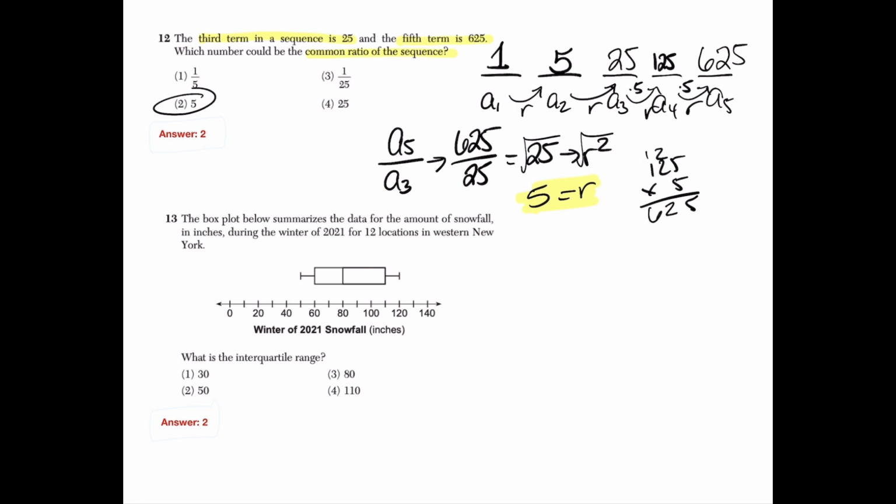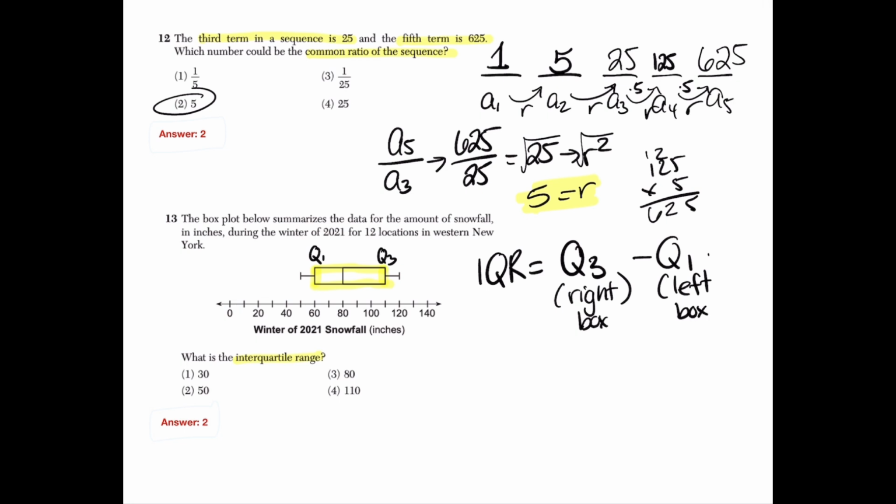Let's look at number 13, and we have a box plot, a box and whisker plot, and it's summarizing data for the amount of snowfall, and they want us to know what is the interquartile range. So when I'm thinking interquartile range, I'm looking at the box and thinking, what is the difference from one end of the box to the other, or Q3 minus Q1. So interquartile range means I'm taking Q3, the right side of the box, minus Q1, which is the left side of the box.